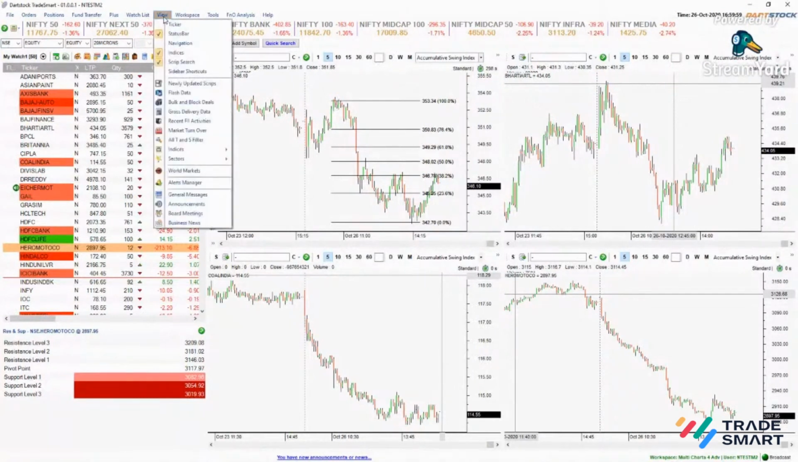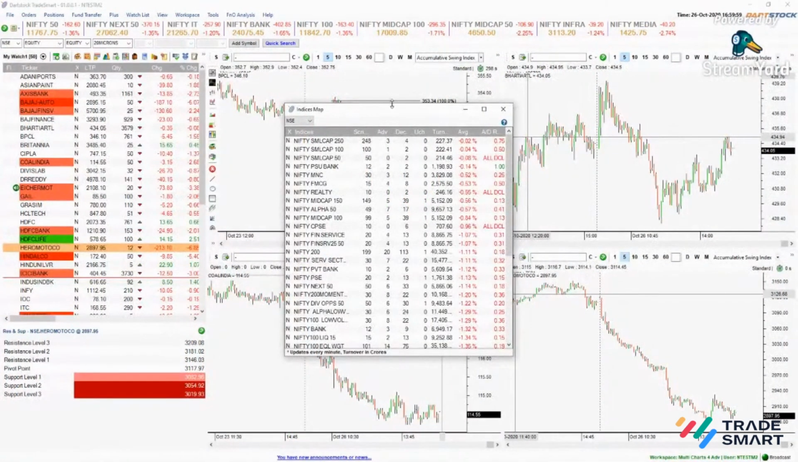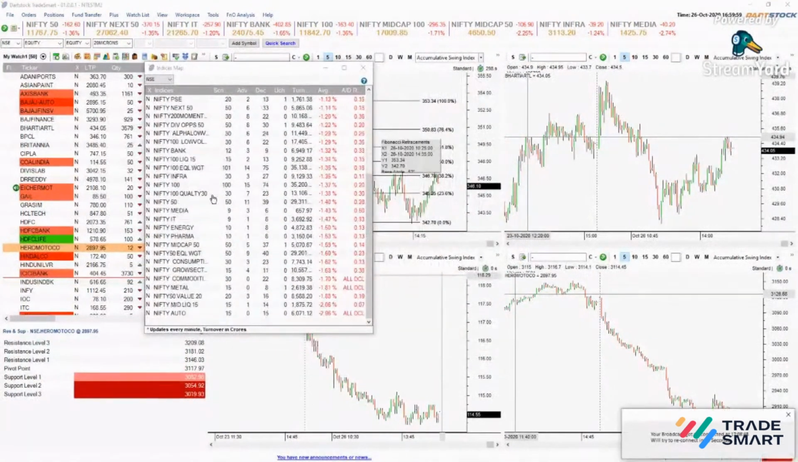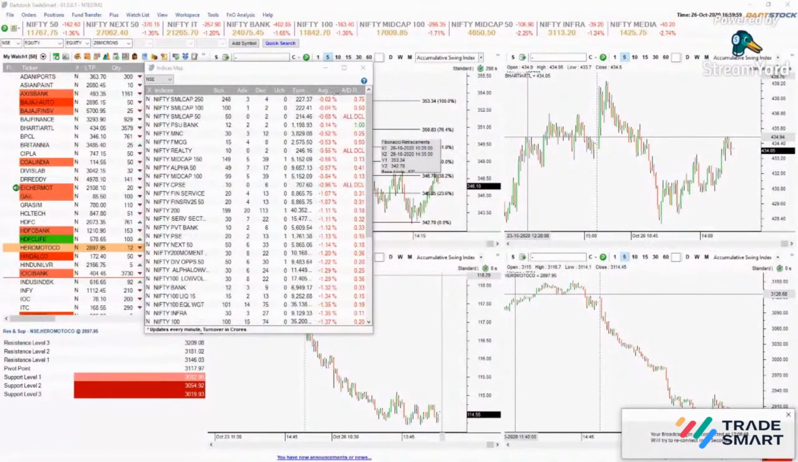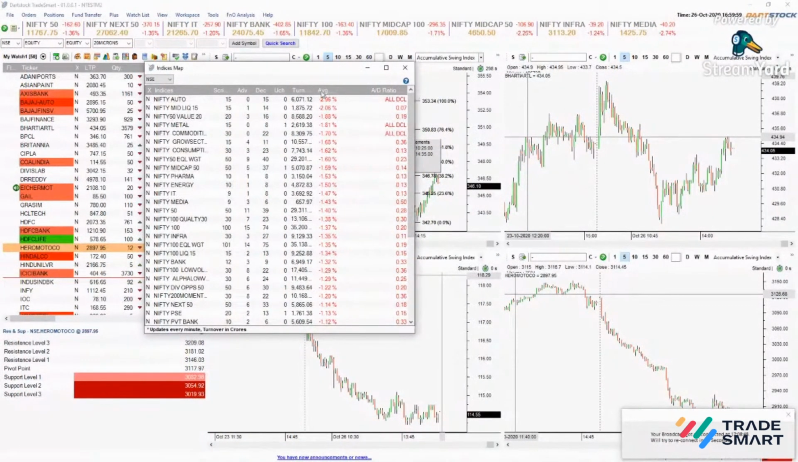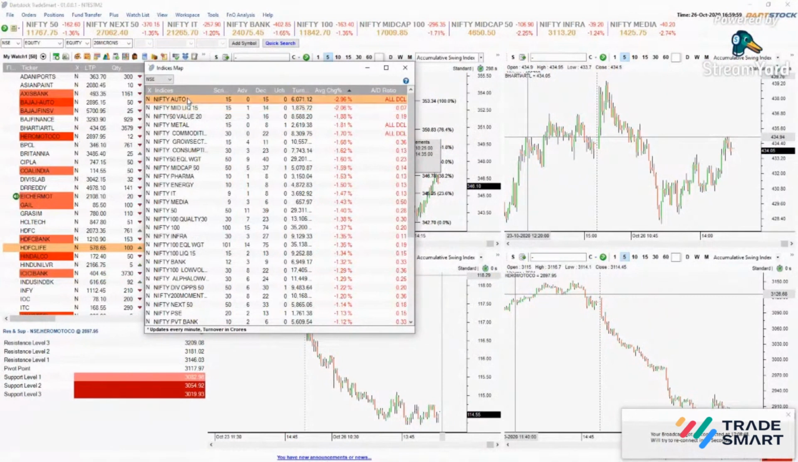I can even recommend you go to these indices. You have something called view, and if you have a map, it tells you about all the advances and declines of almost any index for that matter. So if I pick up something like this, in one shot I get to know the stocks which are not performing well.